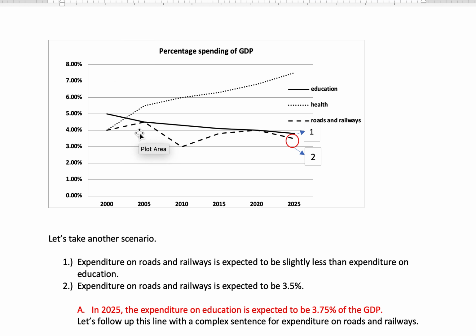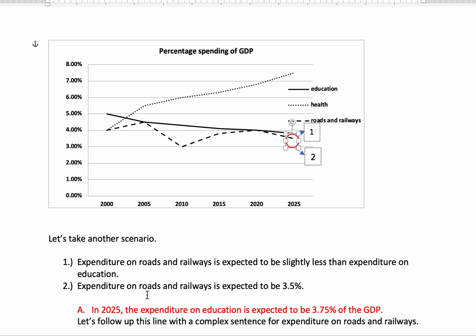Now let's see another example, another scenario. Here, expenditure on roads and railways is expected to be slightly less than expenditure on education. So here, this is the expenditure on roads and railways and this is the expenditure on education. Now this is the vocabulary of future which is also being used, which you are learning side by side. Expenditure on roads and railways is expected to be slightly less than expenditure on education.